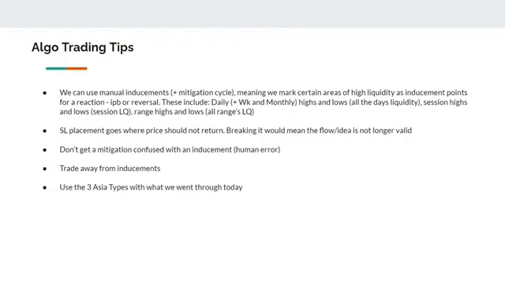Trade away from your inducements. If you have a sweep of this retail liquidity, you want to trade from that sweep. We're trading away from the low of that sweep if it's taking the sell side. Use the 3 Asia types with what we went through today as well. Make sure you know your Asia types.